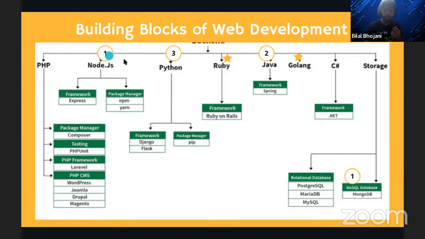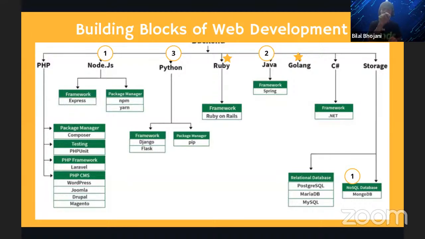Again, I have marked over here 1, 2, 3. So that says the 1 has the most market job opportunities and 3 has fewer market job opportunities. I'm not saying that it is not in demand. Python and Java are also in great demand, but compared to Node.js, they have less market capture.